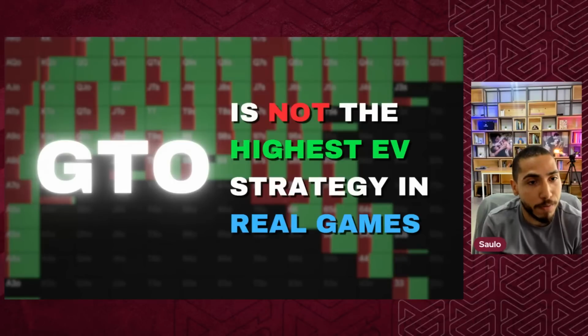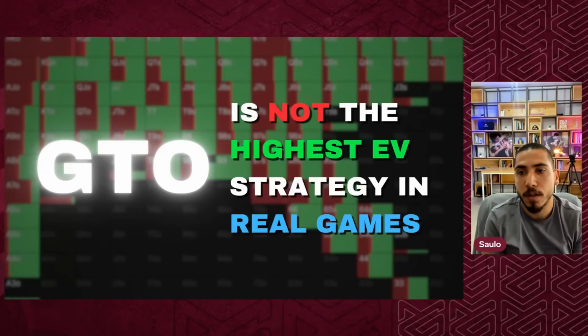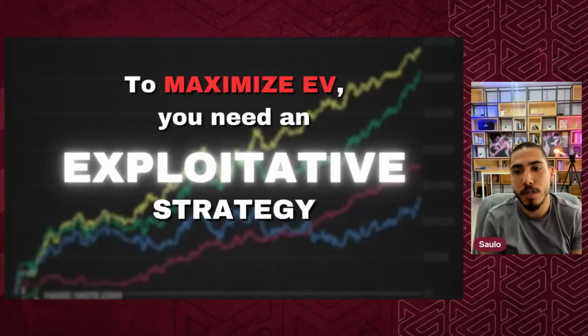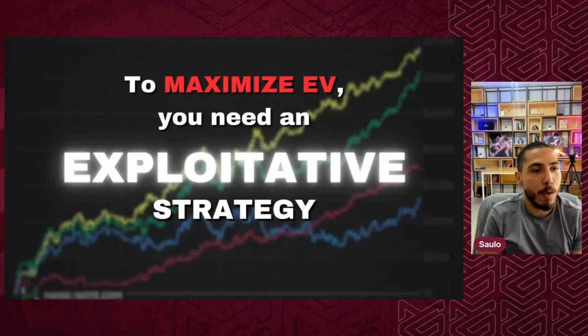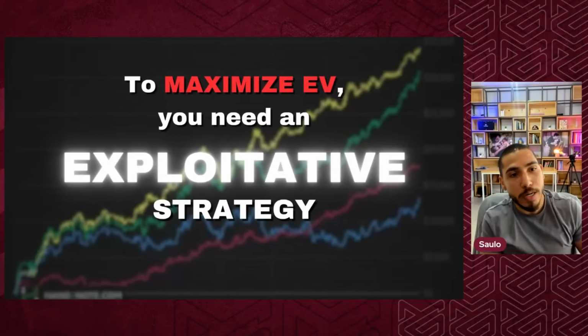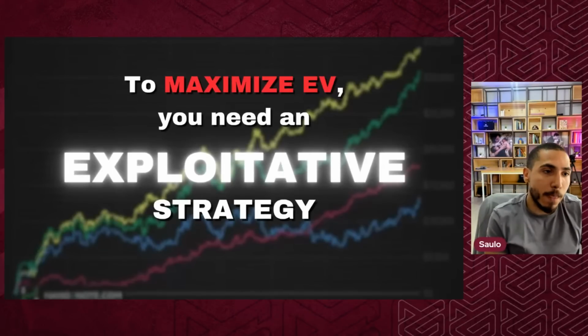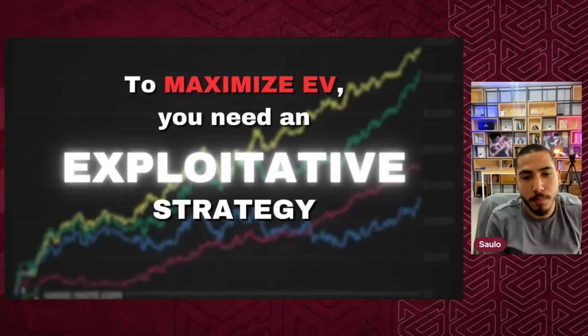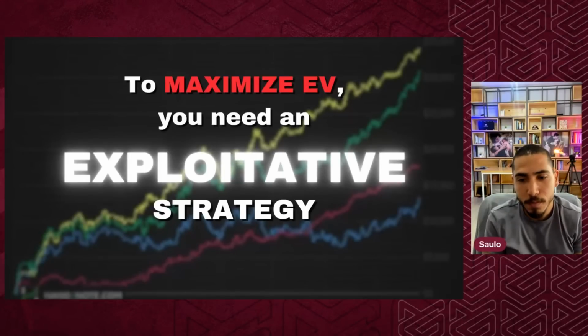That's what I want for myself, at least, and what I try to teach to my students in metagame and all the private coaching students I've had over the years. What's the highest EV strategy? What's the strategy that can make the most money, right? That's really important to me. So to maximize EV, you need an exploitative strategy. You need a strategy that will deviate from GTO in a certain way in order to increase the value you can get from your opponent's strategies. That's what we're going to do, right?